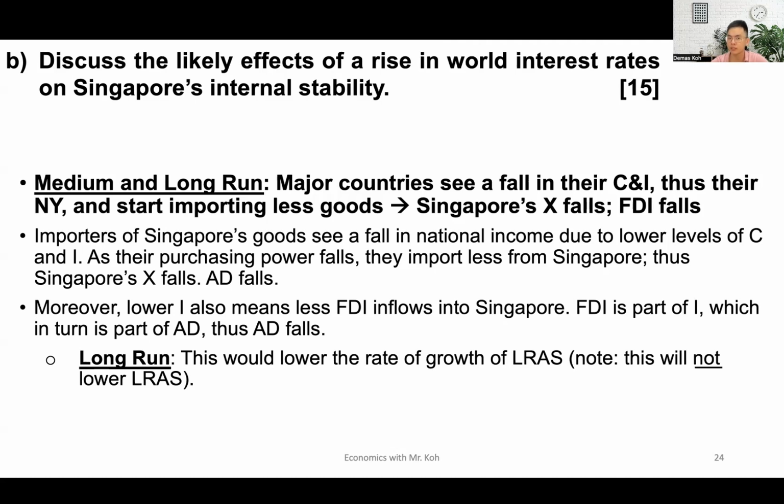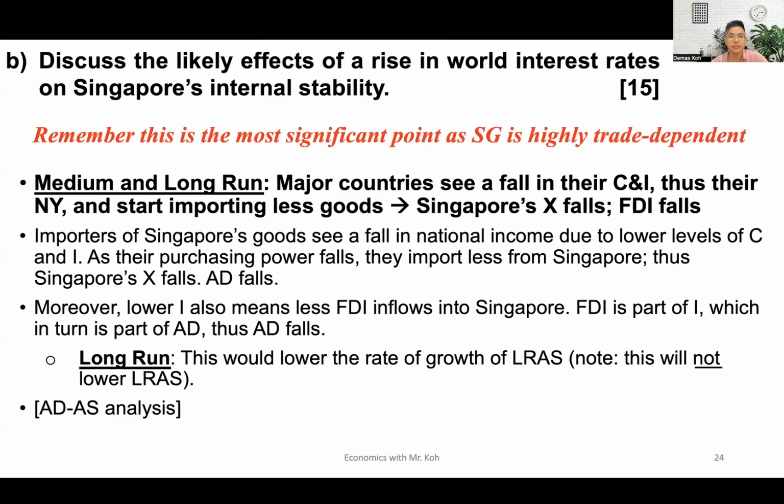It's quite hard for LRAS to fall. Because that means that, for example, the quantity of capital falls, but that only occurs, for example, in a natural disaster when machinery capital is destroyed. All right, but in this case, it just means that capital accumulation is slower. Right. And of course, AD-AS analysis. And remember, this is the most significant point because Singapore is highly trade dependent.